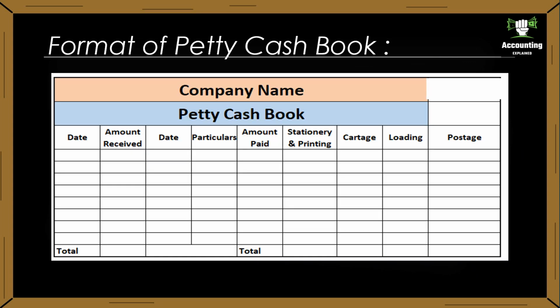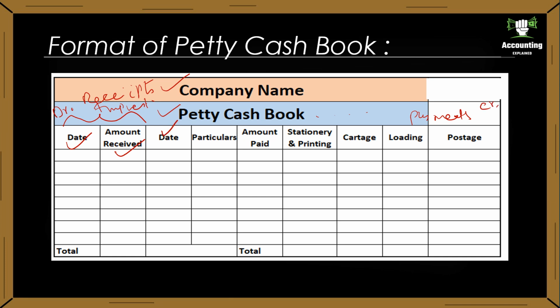Let us see the format of the petty cash book. The company name will be at the top of the petty cash book. Then the petty cash book for the period will be written here, whatever it is. And these two columns are dedicated to the receipts which we receive as the imprest fund or the petty cash fund. Okay. So it will have date and amount received. And all the other columns are payments. So this side will be on the left side, as usual, it will be debit. On the right side it will be credit.